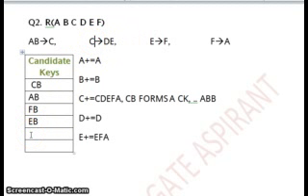C comma B. Well, this becomes C comma B. But again, CB we have already taken, so no need to take it again. So yes, that's it. We are done with finding the candidate keys for this question, and these are the four candidate keys. Let us move on to the third question.